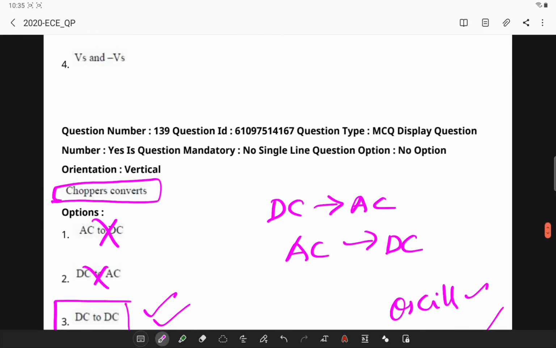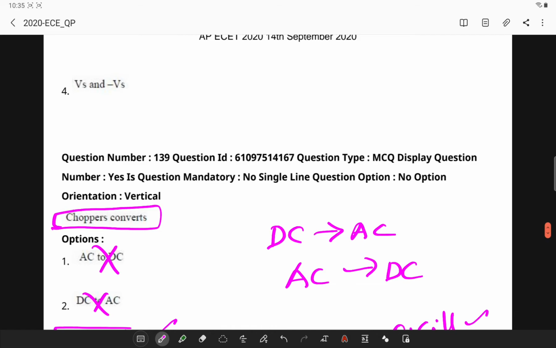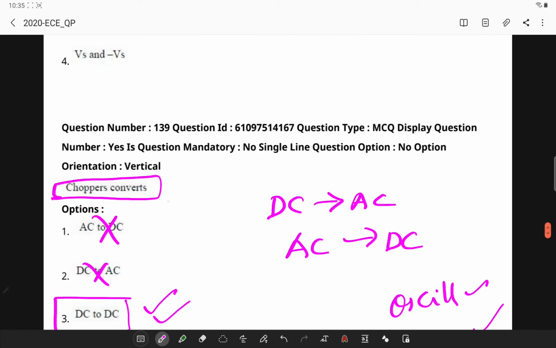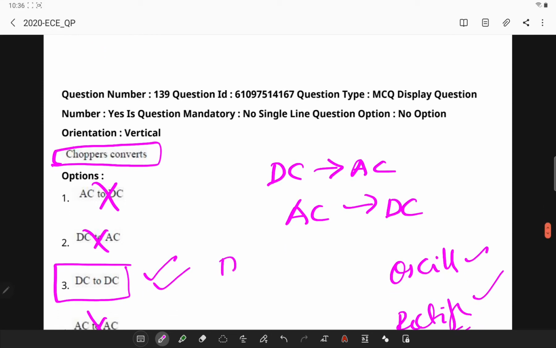Next, what is a chopper? This we have discussed earlier also. This will be converting a DC to DC signal.